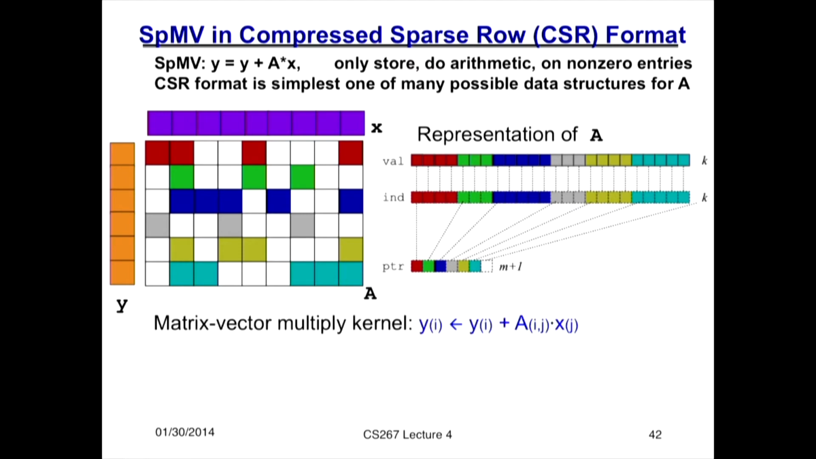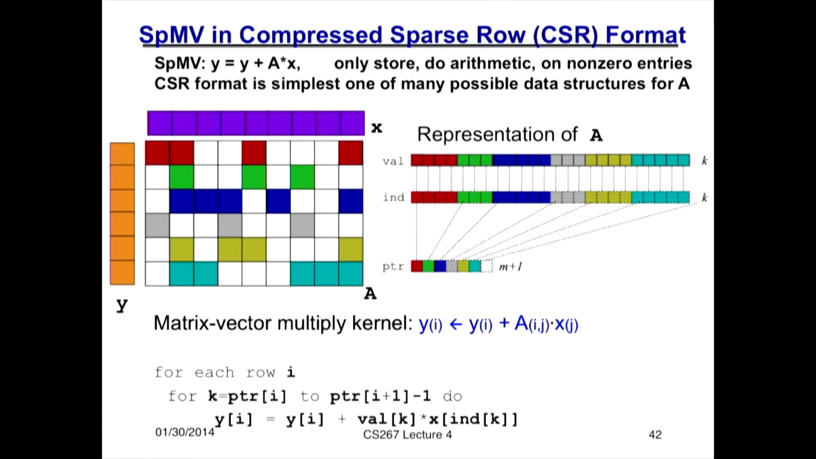So how am I going to implement my matrix vector multiply kernel? I need to execute this little update here. This is the inner loop of matrix vector multiply, but I only want to do it when A is non-zero. Otherwise, it's not worth it. So here are the 3 lines of code. For each row, I want to compute the dot product of that row of the matrix and the vector. So I'm going to loop over all the non-zeros, from the beginning of the row to the end. That's pointer sub i to pointer sub i plus 1, minus 1. So that loops over that array, and then I do the dot product.